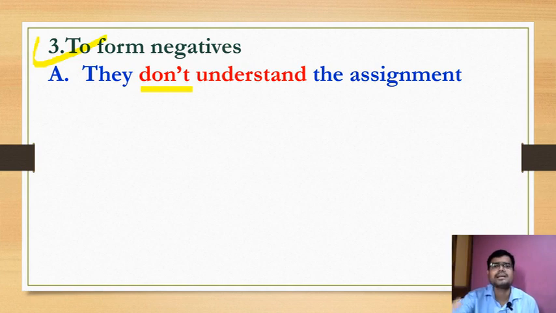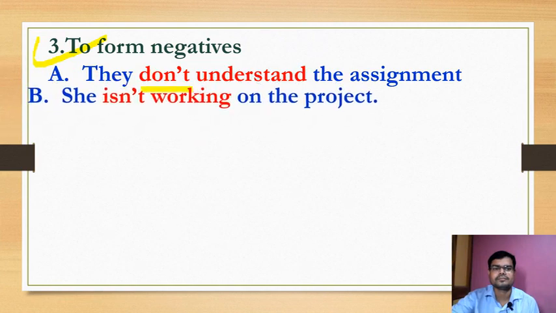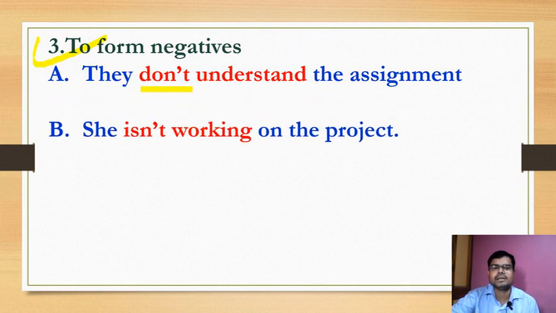Correct? Let's check another example. She isn't working on the project. Students, just read it without "not" and you will get the positive sentence: She is working on the project. What does it mean? There is no negative word, so the statement is positive. But here, what have they given? They have given "not." She isn't working on the project.